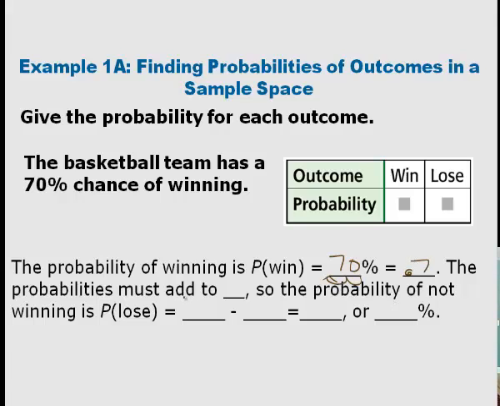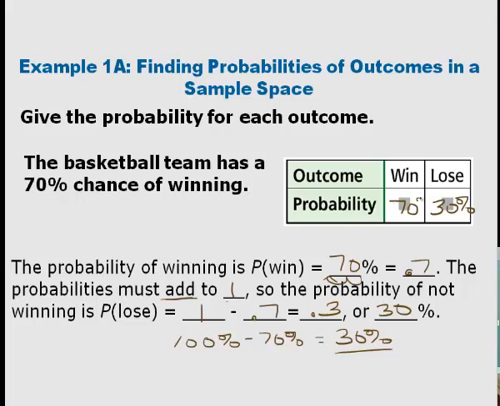The probabilities, think back 2 slides, must add to, do you remember? That's correct, it must add to 1. So, the basketball team has a 70% chance of winning. The chance of not winning, the probability of losing, is going to be 1 minus 0.7, which is 0.3, 3/10, which is 30%. You can also think of this as 100% chance minus 70% is going to equal 30%. So the probability of losing is 30%.